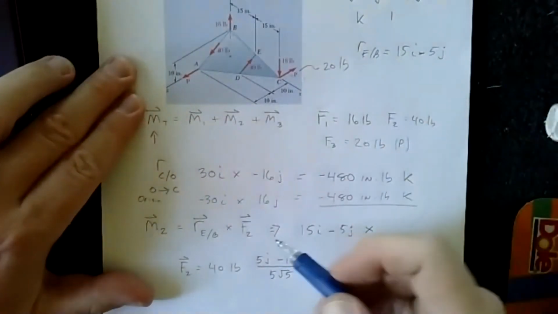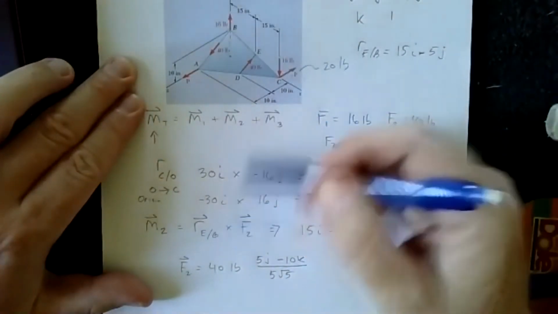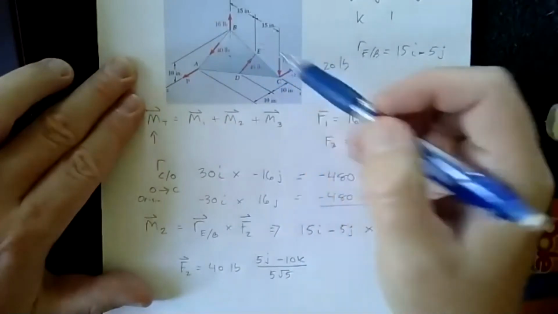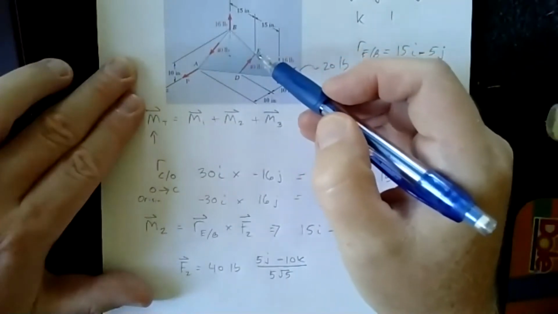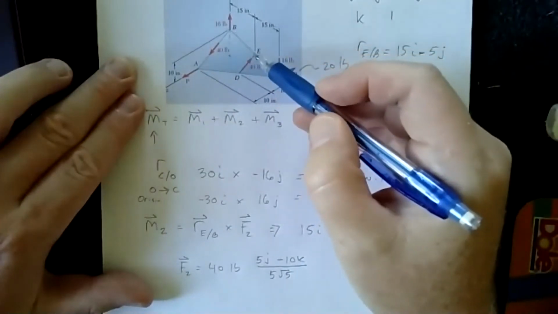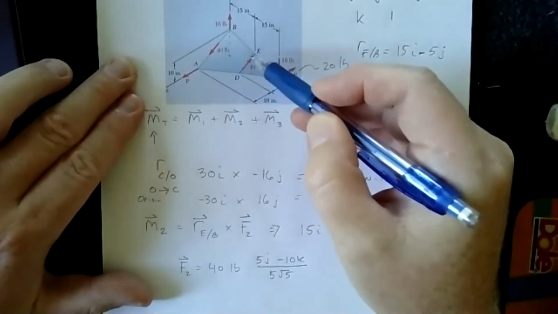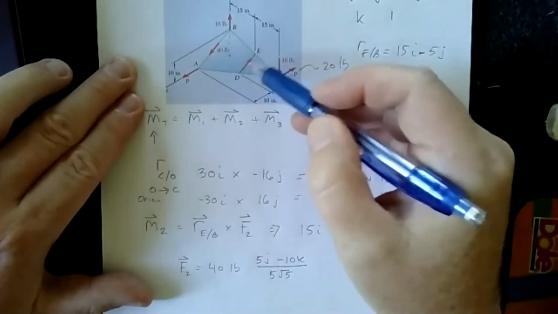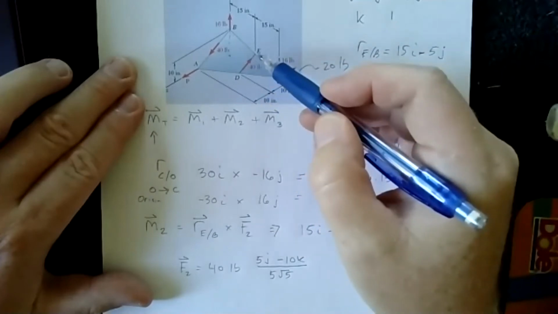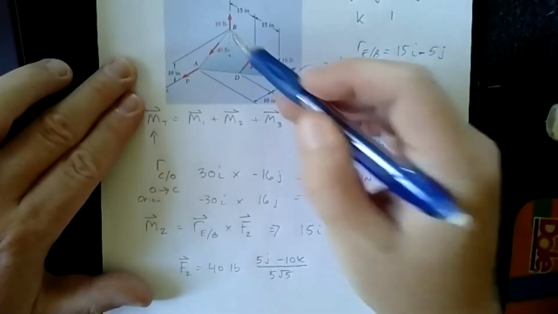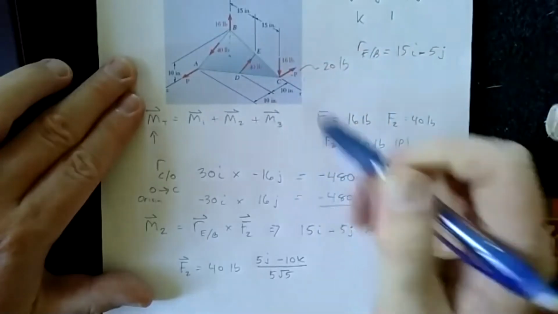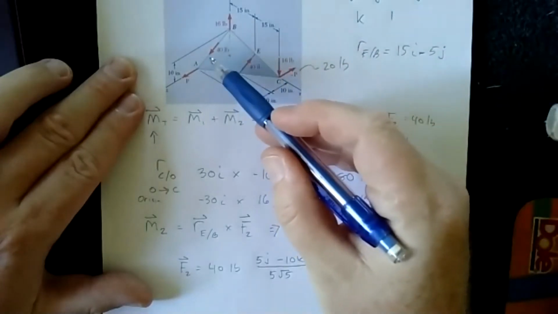So the 5J, because I had F2, I went from B to E, so E relative to B. Because I went to this force, I have to use the components of where this force is going. I could have done it the other way, I could have gone that way, and that would have changed these, and it would have changed the 40. It would have been going down.